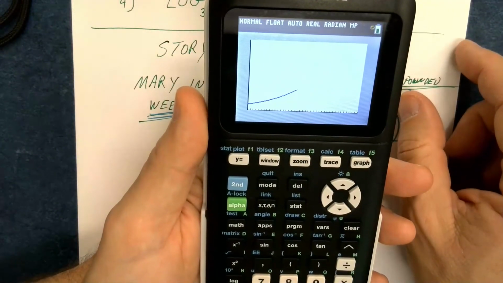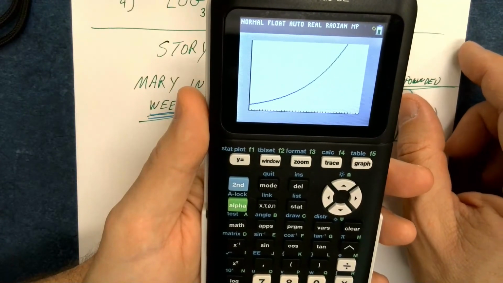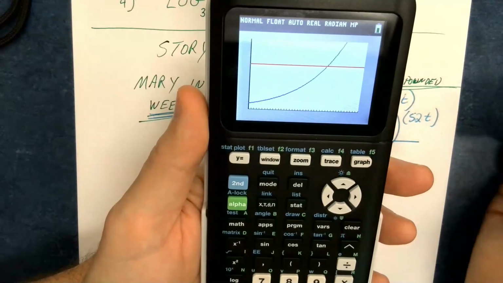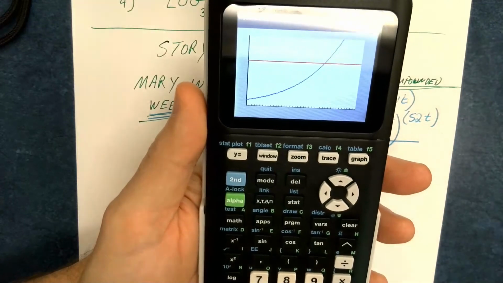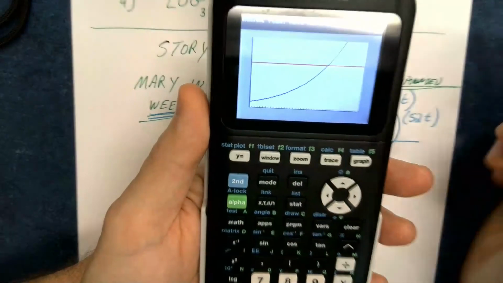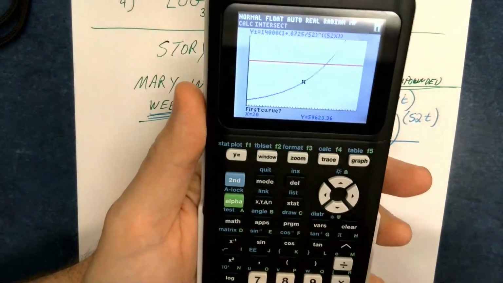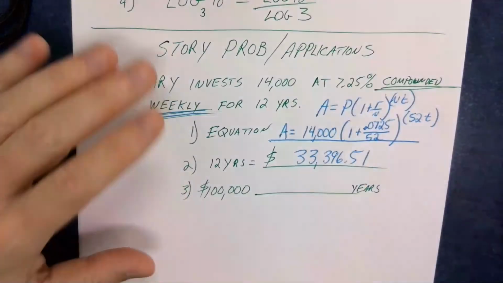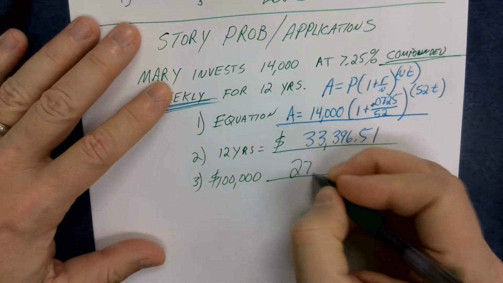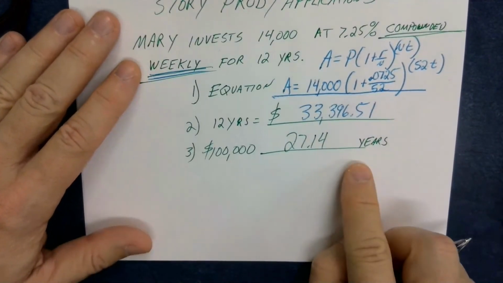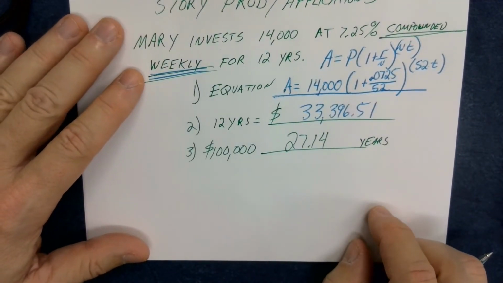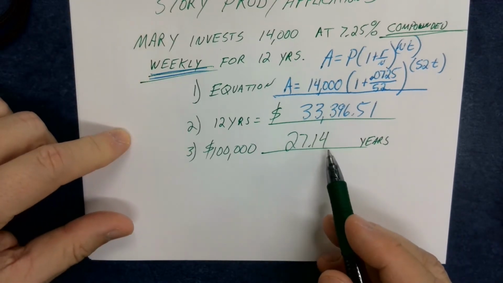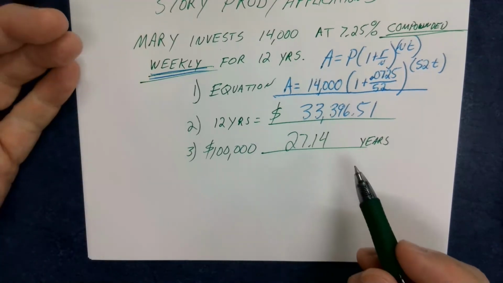Graph. Oh, I don't know, there's just some sort of satisfaction when you get the right window and you see it showing up on your screen. You're like, yes, I nailed that. Second trace, number 5, enter, enter, enter. 27.14 years. Good. Now, I don't remember if I put tenths or hundredths, but I put something on there.